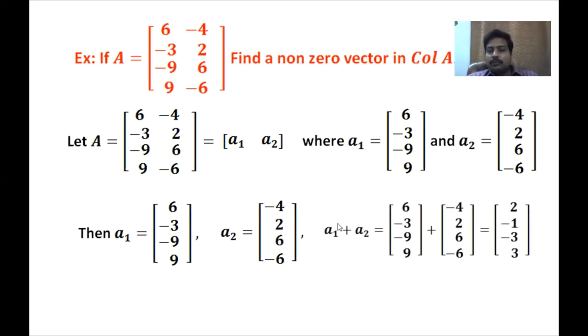Similarly, A1 plus A2. This is 2 minus 1 minus 3 3. This is another example of a non-zero vector. Similarly, you can find infinite number of non-zero vectors in column space A using these two vectors. Any linear combination of these two vectors is in column space A. So these are some of the examples of non-zero vectors in column space A.